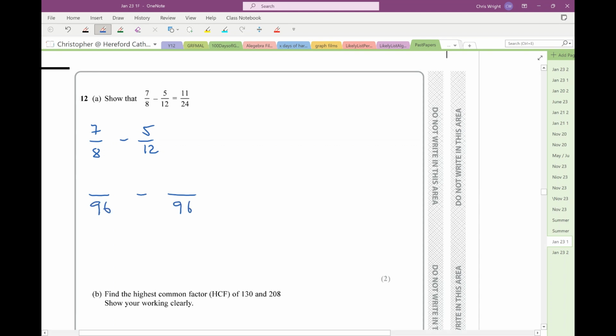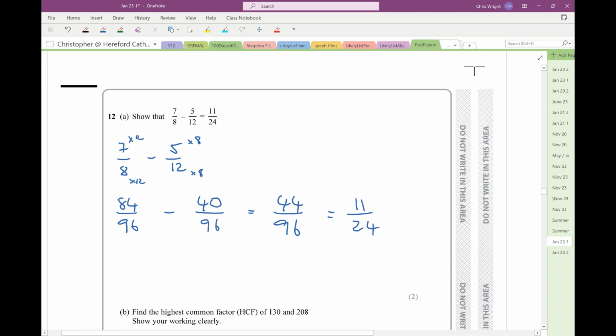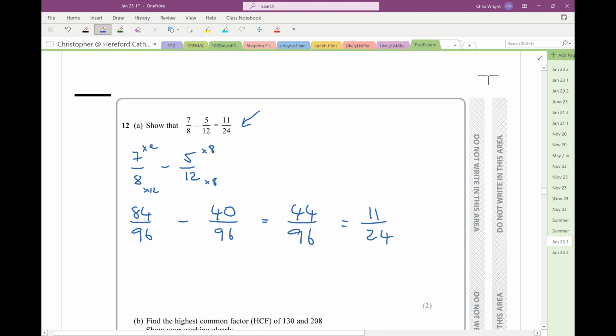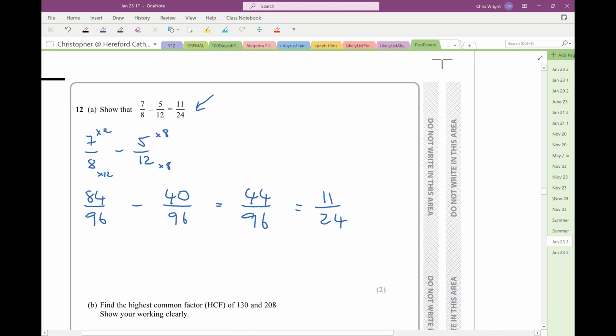Then I times that by 12, so I'll times this by 12. So 7 times 12 is 84. Minus, now here I've times by 8, so I times by 8. So 5 8s are 40. So I get 84 over 96 minus 40 over 96, which gives me 44 over 96. Now I'm going to put that in my calculator, and it'll cancel it down for me to 11/24, which is what I was supposed to get. There's nothing wrong with doing it as 24ths straight away. In fact, that's probably better mathematically, but whenever I do these, I always just do them in that method.